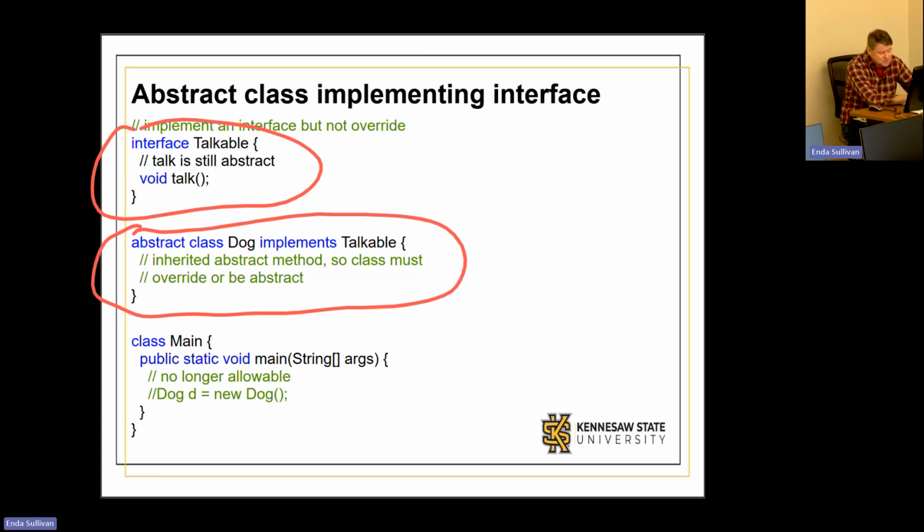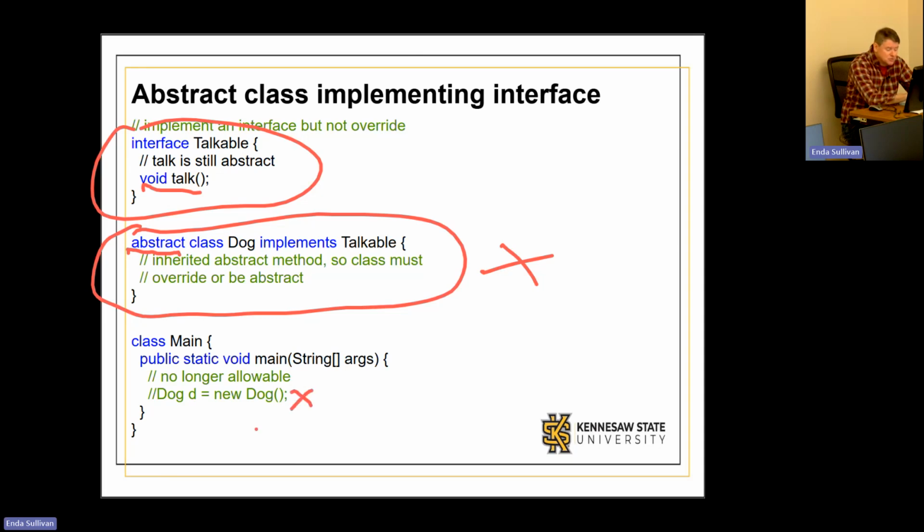So the abstract class Dog can have very many other methods. It could have methods for walking and all kinds of other things that the dog is able to do. But since it's declared abstract, it can choose whether to implement Talkable or not. Now, if we do this, this class is no longer instantiable.